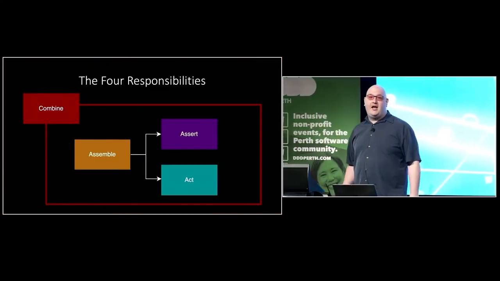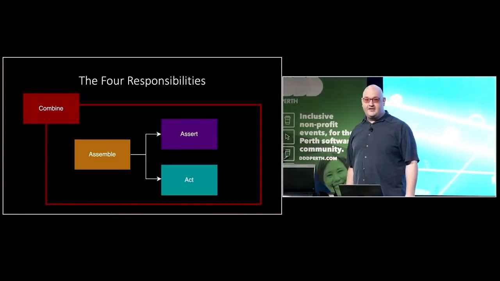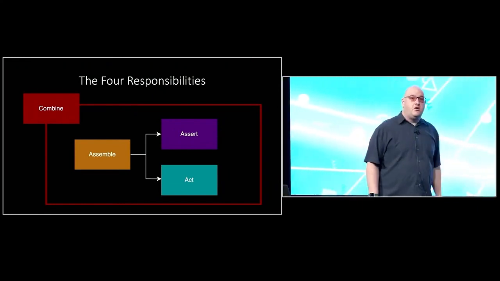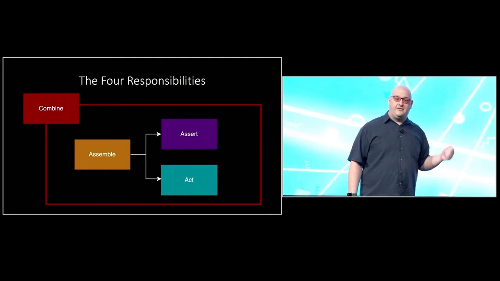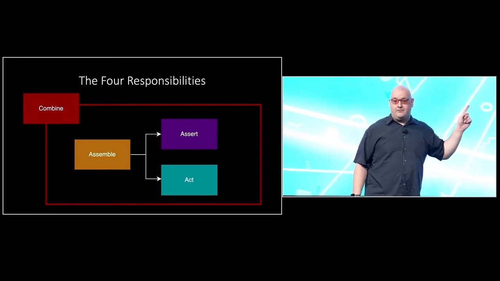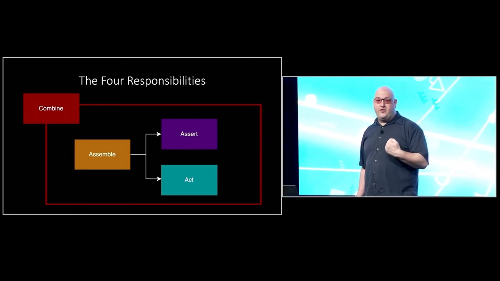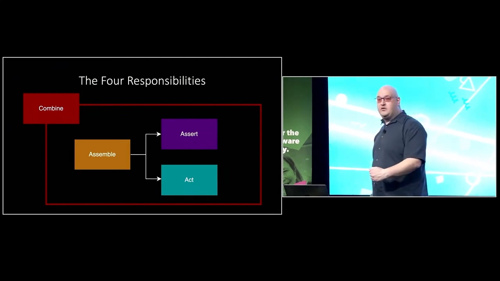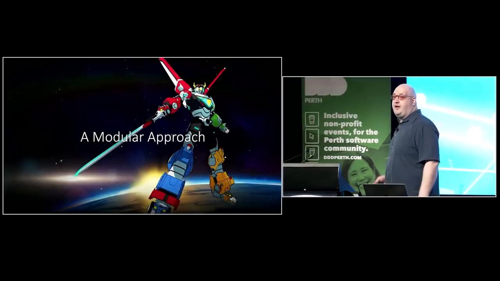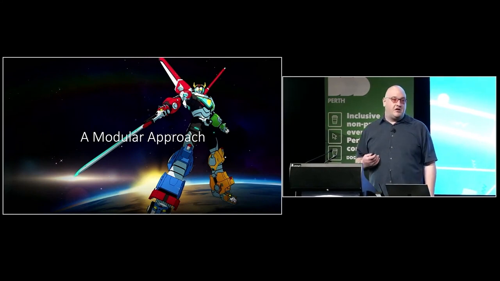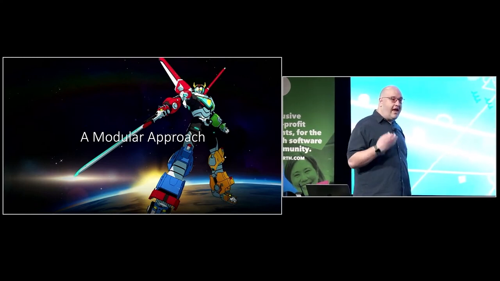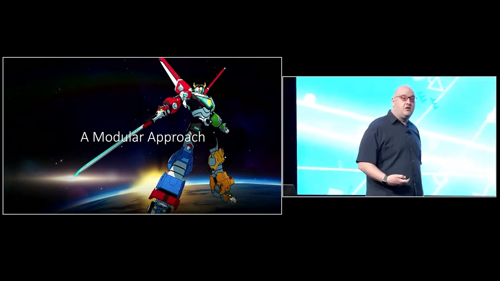So, looking again, I identified 4 responsibilities. We have the assemble, assert, act, we saw before, where assemble provides the data for a certain act, and then you have a 4th one, combine. Combine is responsible for combining the various modules of assemble, assert, and act into a unique test. And this is what I really wanted to go for, a modular approach, because I wanted to be able to easily combine different data with different actions with different assertions.